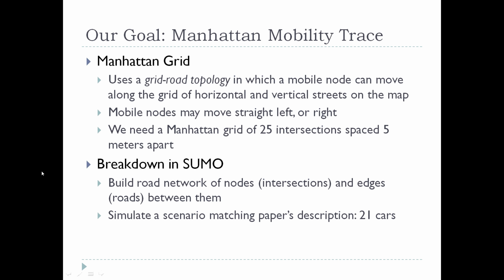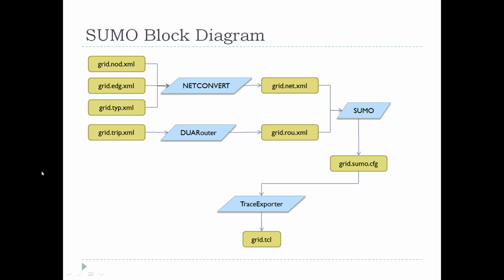Now what this looks like in Sumo is that we need to first build a road network of nodes, or intersections, and then edges, which are the roads between them. And then we need to simulate a scenario that is matching the paper's description, which is that of 21 cars going through this network. So I've included a block diagram to help explain how Sumo works.